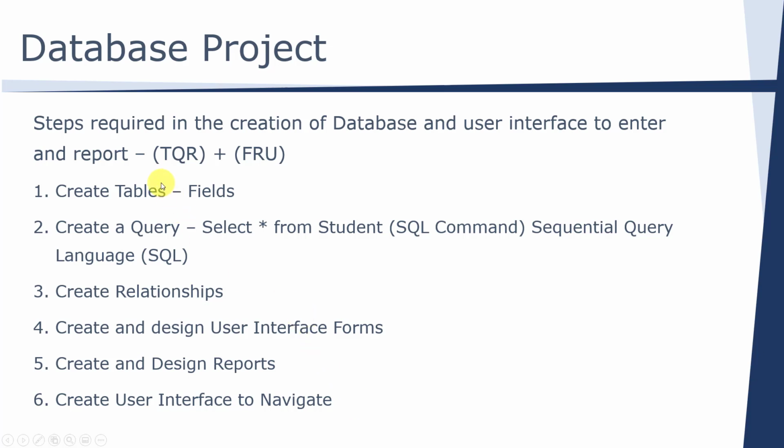For that, I have come up with a terminology, and it's easy for you to maybe remember. In any project that you have as a database, first of all, you need to create tables, TQR. So T for tables, Q is for query, R for relationship. So TQR, FRU. FRU is basically forms, and then you need to create a report and then a user interface to make sure you have the navigation. These are six steps that you really need to do in any project.